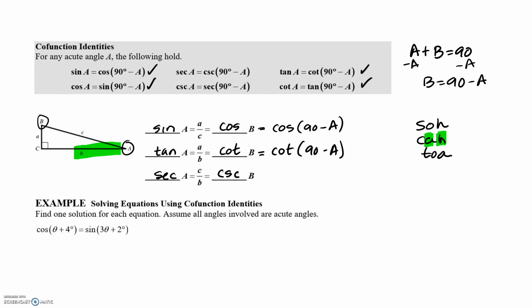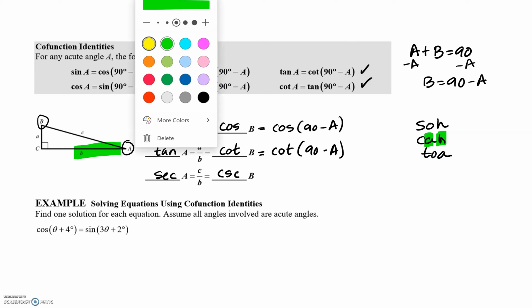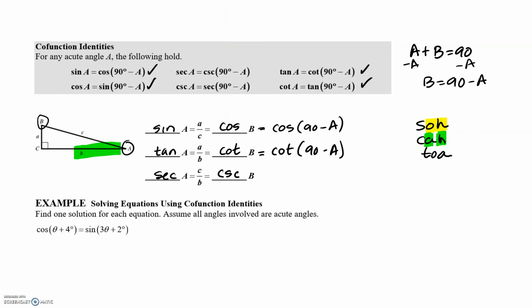Cosecant, now we're looking at B, comparing it with B. Cosecant is the flip of sine. Sine is opposite over hypotenuse. So cosecant would be hypotenuse over opposite. And the opposite from the B is little b. So we know that's going to be hypotenuse, which is C, over little b.